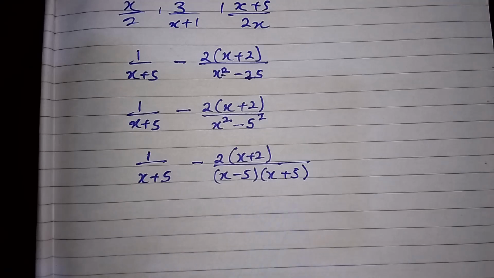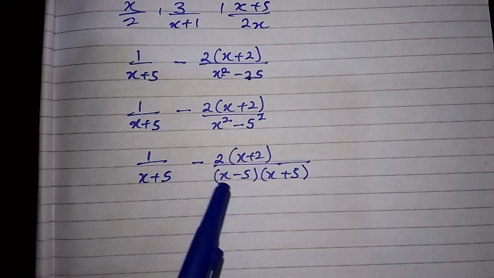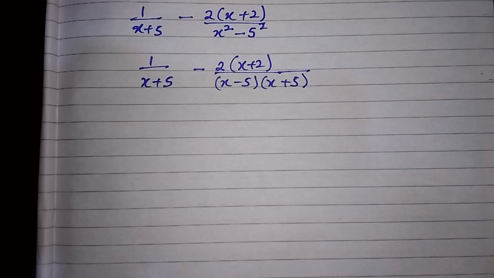Now that we have written this in this manner, we need to find the LCM for the two parts of the fractions. I have x plus 5 as the denominator here, and I have x minus 5, x plus 5. Now, what is LCM? The least common multiple. To find the LCM, we don't go the normal way of multiplying and finding the common multiples and then the least. For algebraic fractions, all we have to do is multiply the two denominators involved.